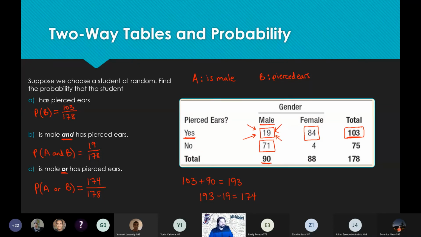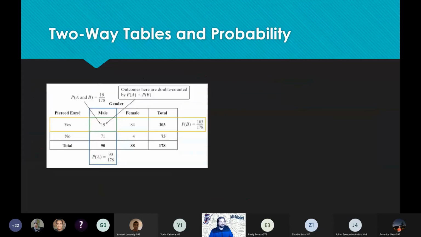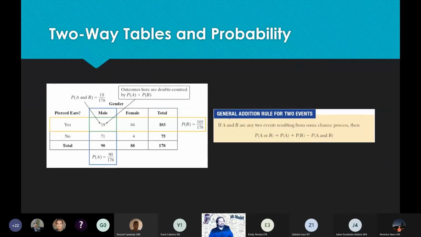Okay. So then this leads us to exactly what was just pointed out by Yusuf and Brian, right? We double counted the outcomes when we did probability of A plus probability of B. We counted that probability of A and B 2 times. Oops, mistake. So that leads to the general addition rule for 2 events.